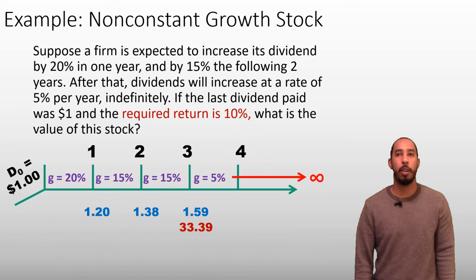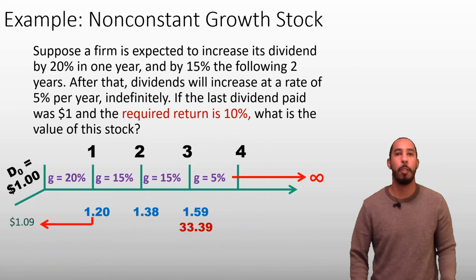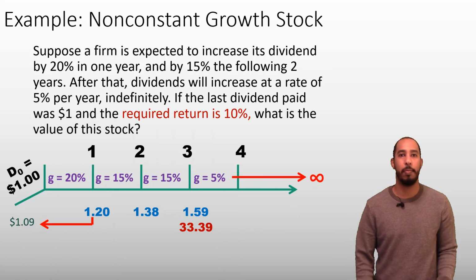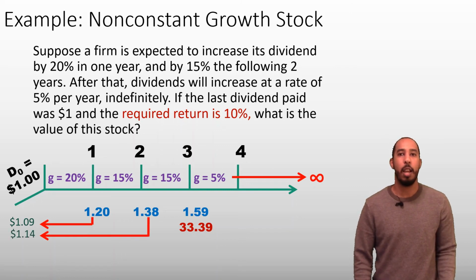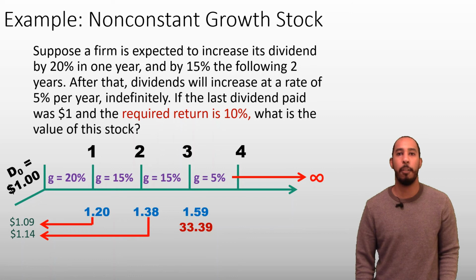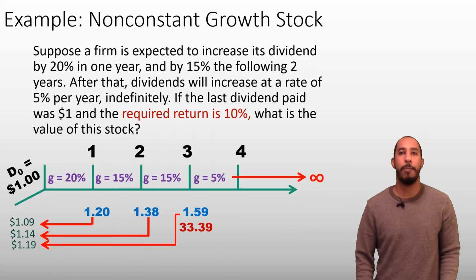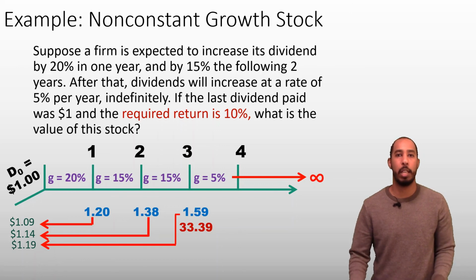We'll get $1.20 from this stock next year. What is that worth today? Discounting 1 year with the 10% discount rate gives us a value today of $1.09. The value today of the second dividend is $1.14, and the dividend received at year 3, $1.59, is worth $1.19 today. So far we have the value today of the dividends paid in years 1, 2, and 3. We just need to get the remaining years 4 until year infinity.